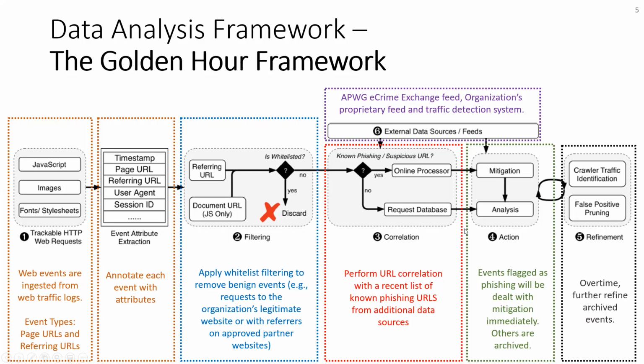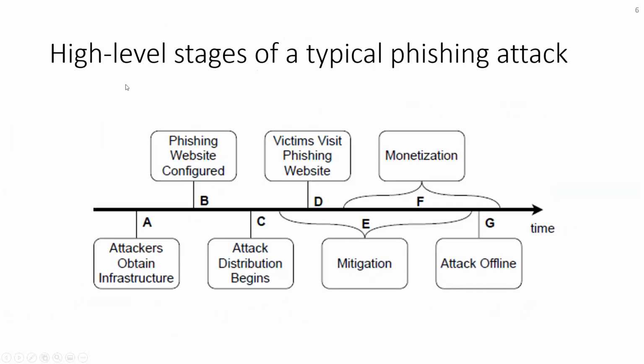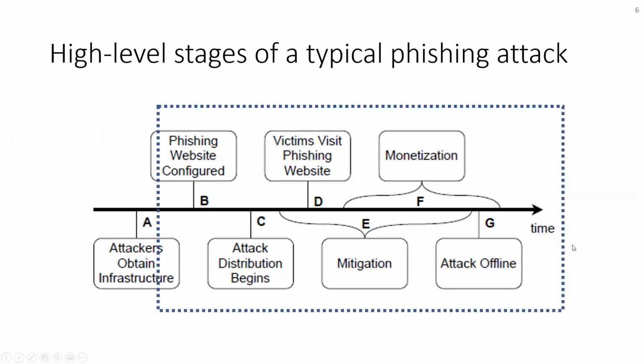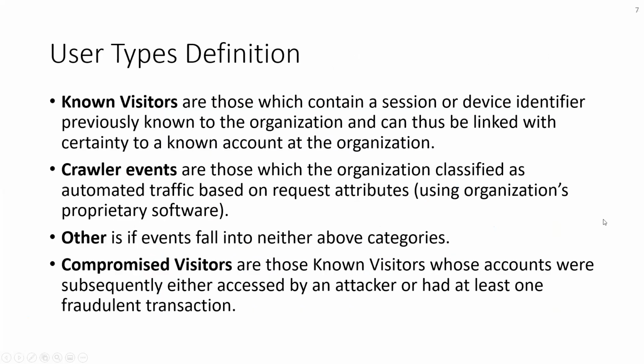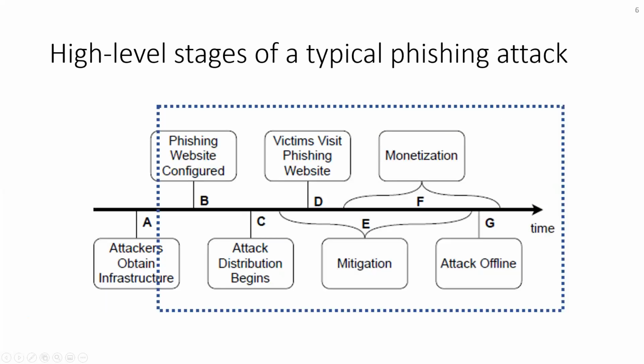Okay. So these are the high level stages of a typical phishing attack. I don't think I need to go through all of this, right? So the paper will mostly be focusing on the stages from B to G. Sorry, let me go through the steps: attack distribution, the victims visit, monetization. Yeah, this is quite standard.